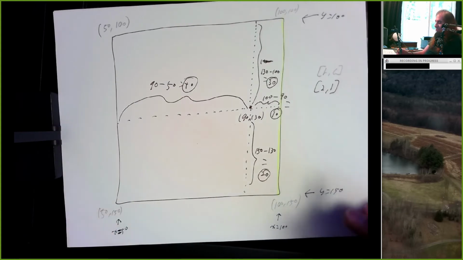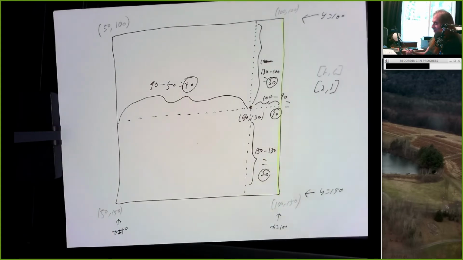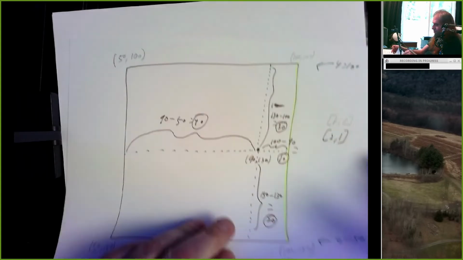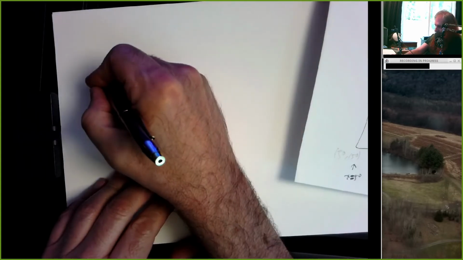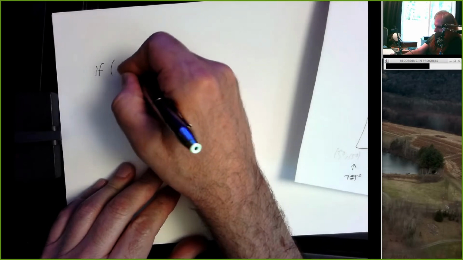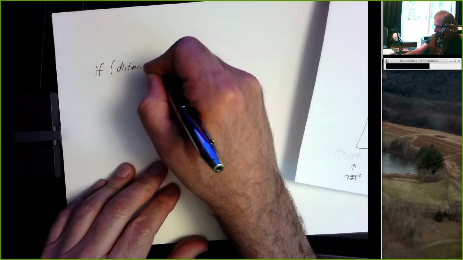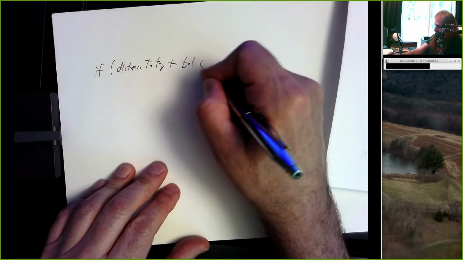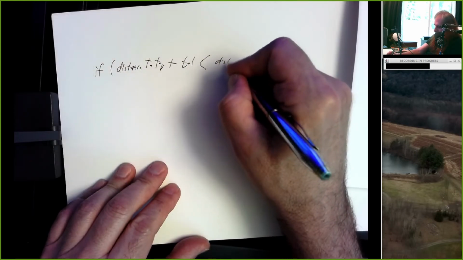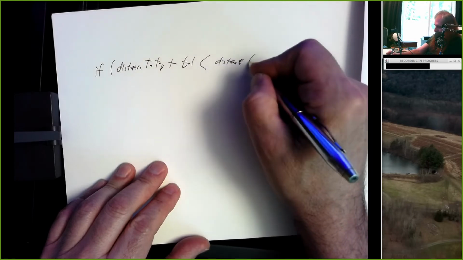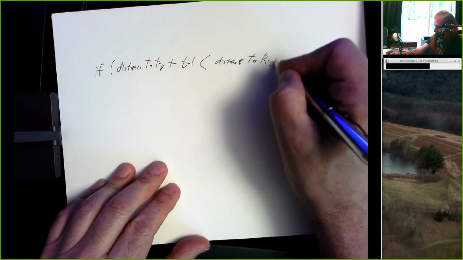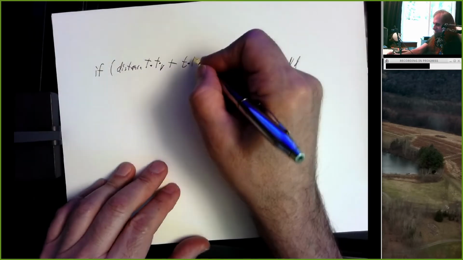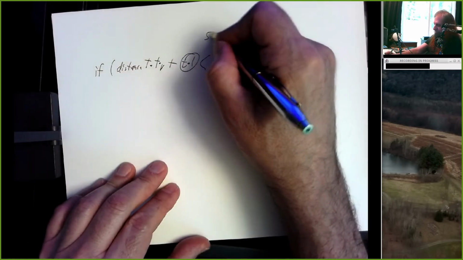But you can also be more deliberate, right? So you could say something like, if distance to top plus tolerance is less than distance to right, and so on, right? And you could specify some tolerance of, say, maybe 5.